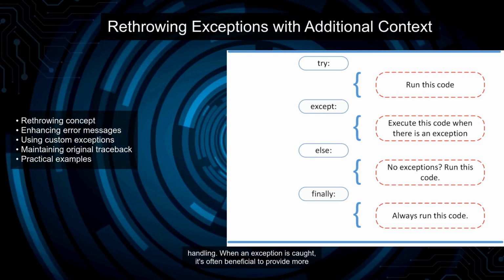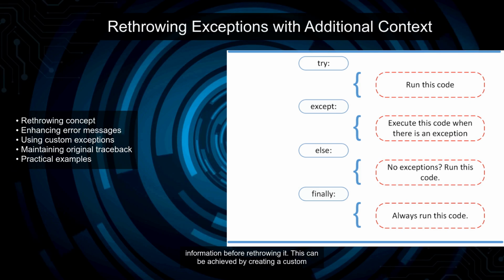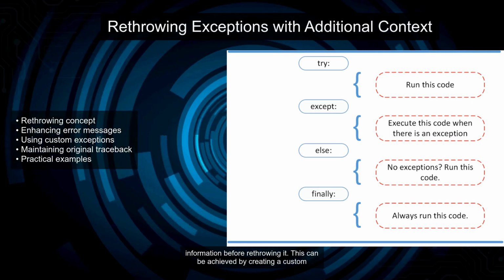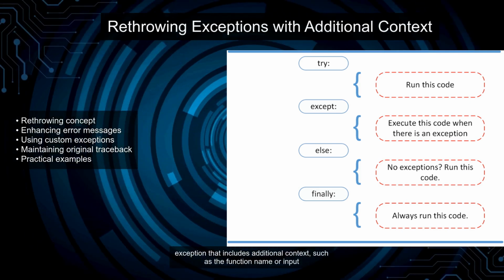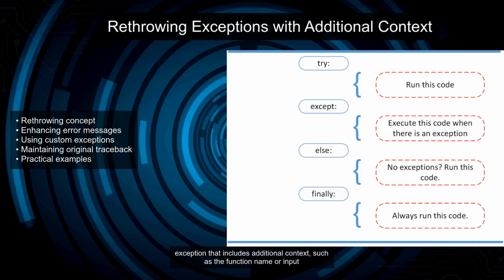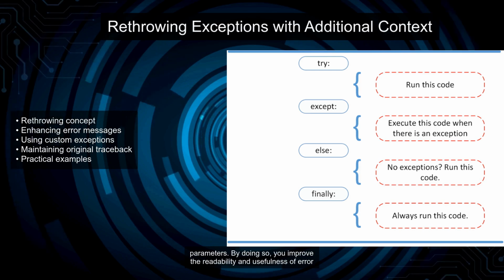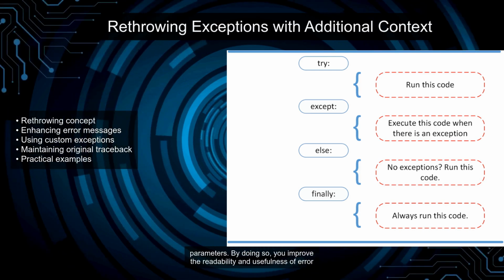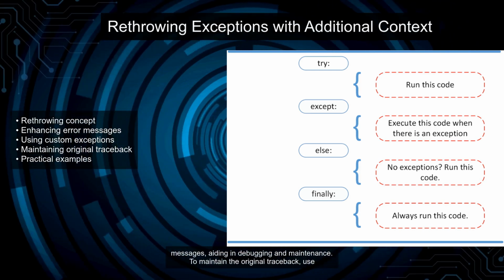Rethrowing exceptions with additional context is an advanced technique that enhances error handling. When an exception is caught, it's often beneficial to provide more information before rethrowing it. This can be achieved by creating a custom exception that includes additional context, such as the function name or input parameters. By doing so, you improve the readability and usefulness of error messages, aiding in debugging and maintenance.